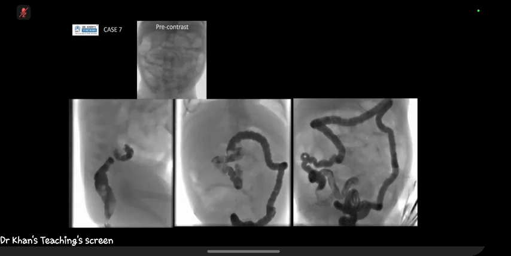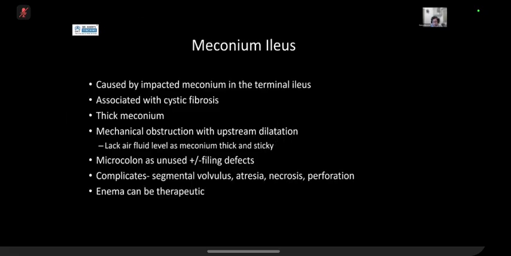So I'm worried about a meconium ileus, and I would wonder if the patient has any predisposition to or any history of cystic fibrosis. Yeah, that's good. So essentially meconium ileus. So just remember, meconium plug and ileus is very different.